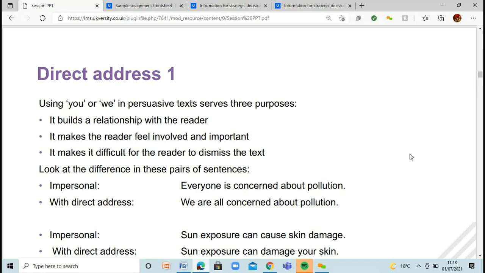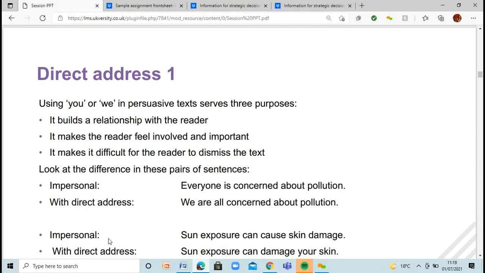So we're going to look at these pairs of sentences, not 3. We've got an impersonal sentence where it says everybody is concerned about pollution. Our direct address is we are all concerned about pollution. So we're encompassing you. The reader is put into that circle, saying, oh, you're part of the people that are concerned. We are concerned. Then impersonal is sun exposure can cause skin damage.